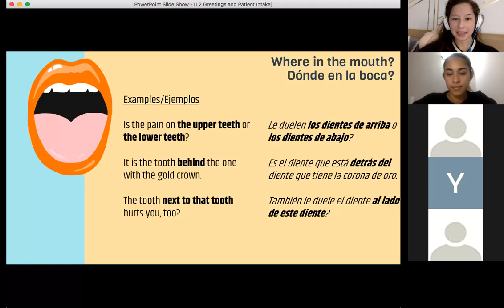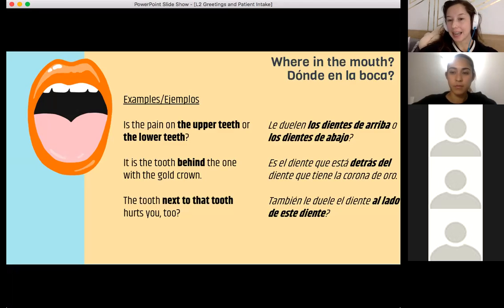Okay, tooth behind, the one with the gold crown. So behind. Does anyone want to volunteer to say that sentence? Detrás de. Yes, detrás de. And the reason why here it's del is that when we have de and el, like el diente, next to each other, we have to put together those words, and de el becomes del. So es el diente que está detrás del diente que tiene la corona de oro.